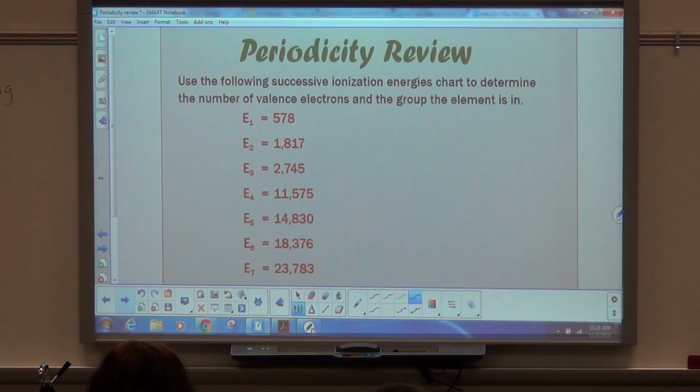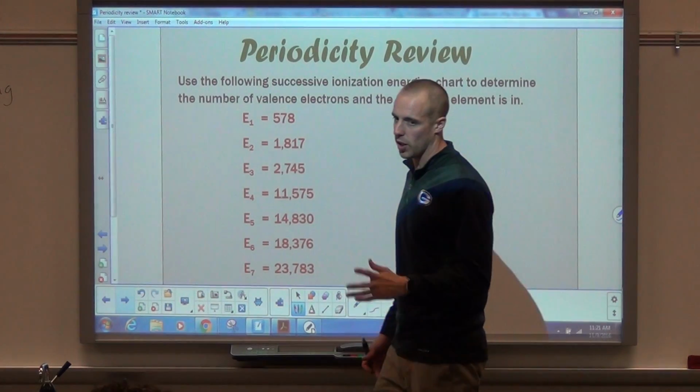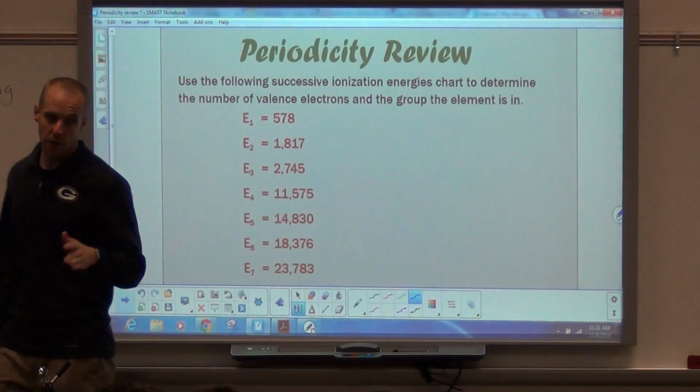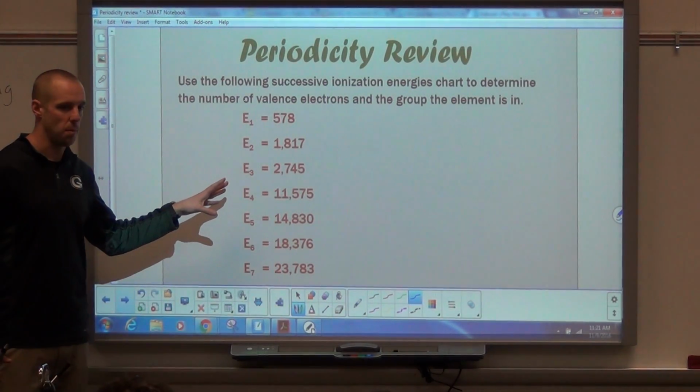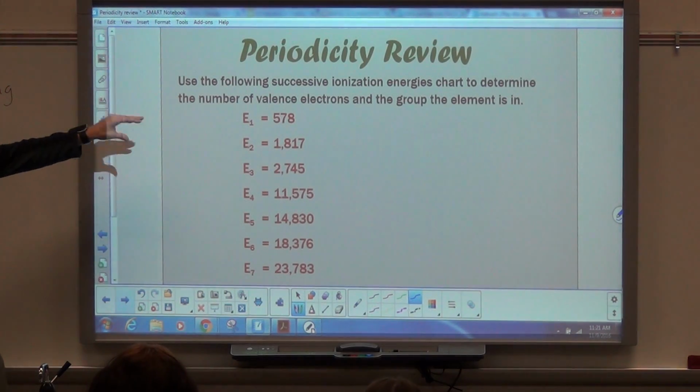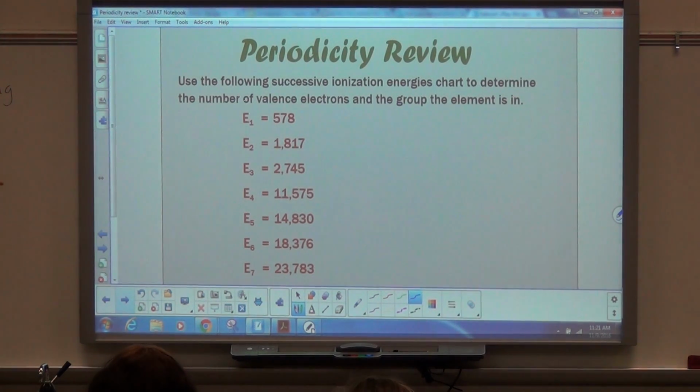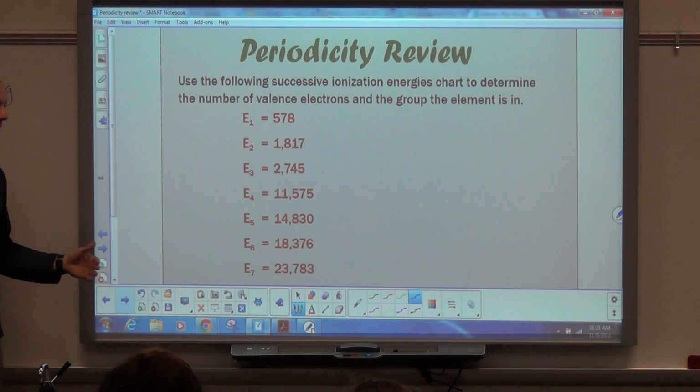Halogens have 7, and noble gases have 8. We just have to be able to look at it and know that right away, because we've got to be able to do that in order to answer this type of problem. Okay, so what you're looking at right now is the amount of energy required to literally take an electron away.